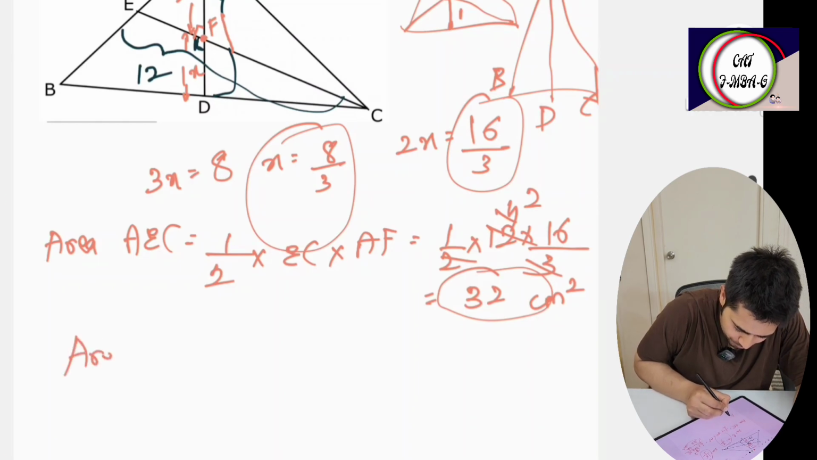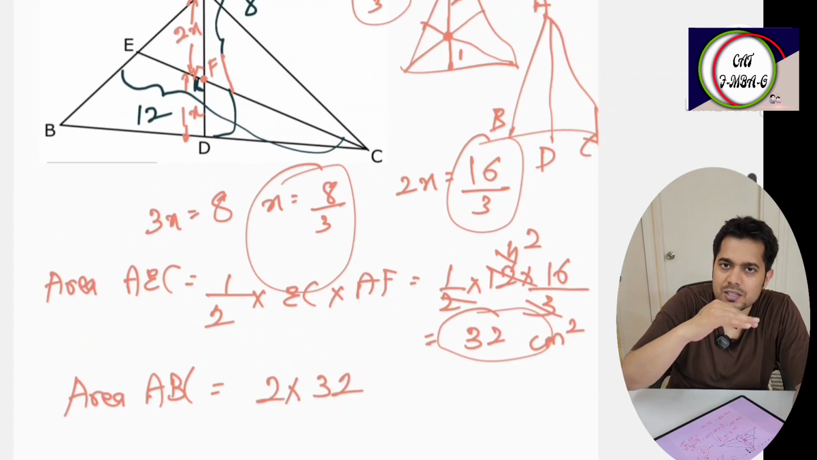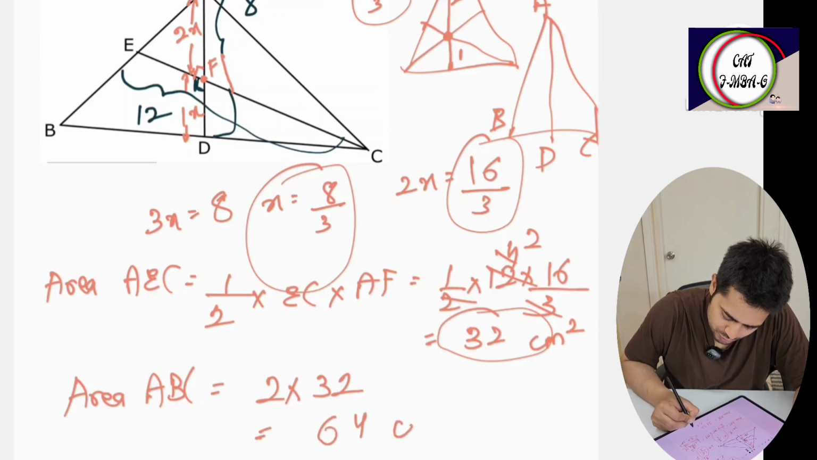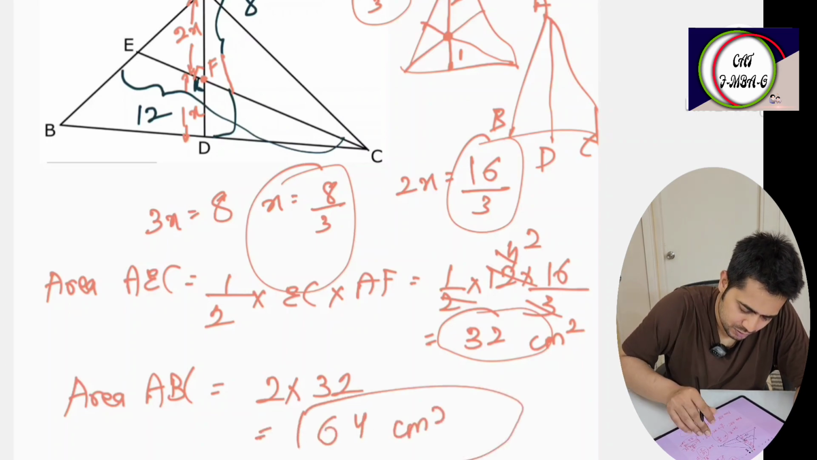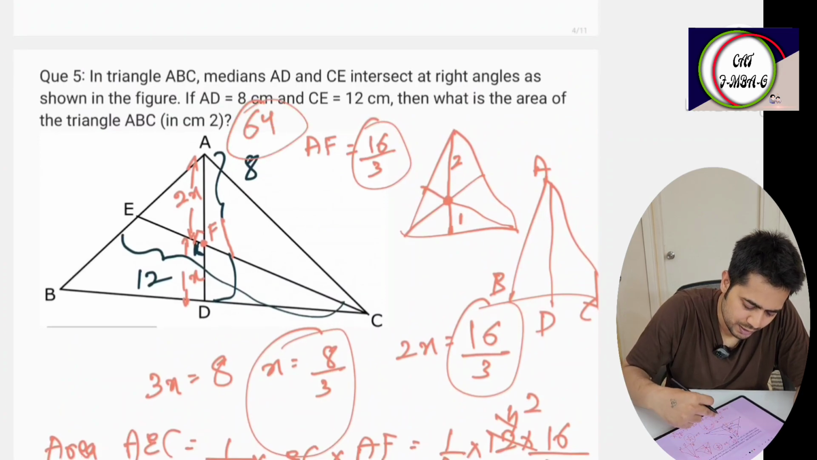Now area of ABC is going to be 2 into 32, because EC is dividing the triangle into two equal halves. So 64 centimeter square should be the right answer. Let me check. Yeah, option is not there. So 64 is the right answer.